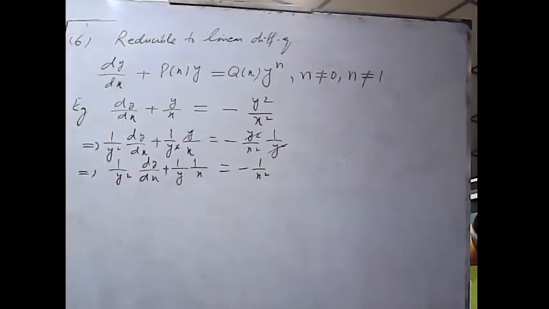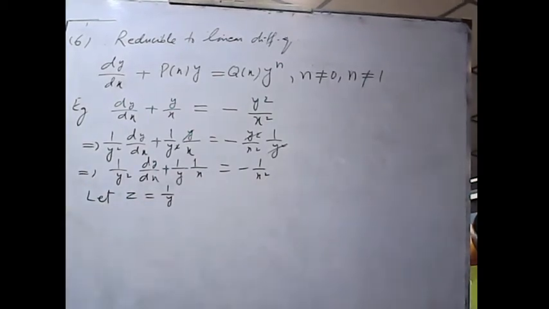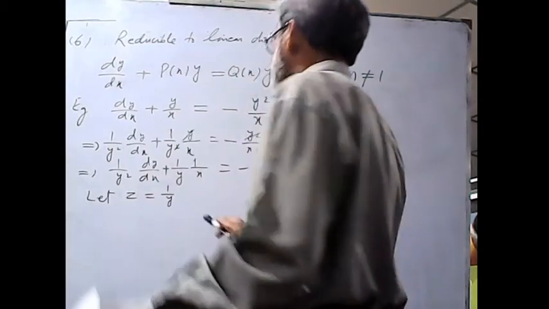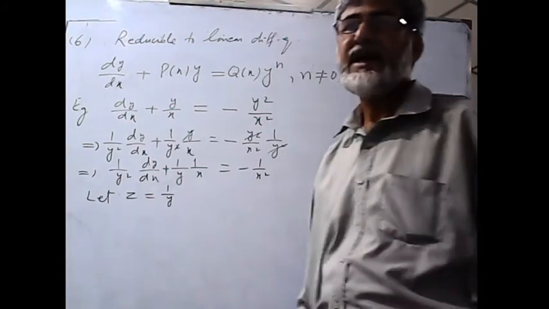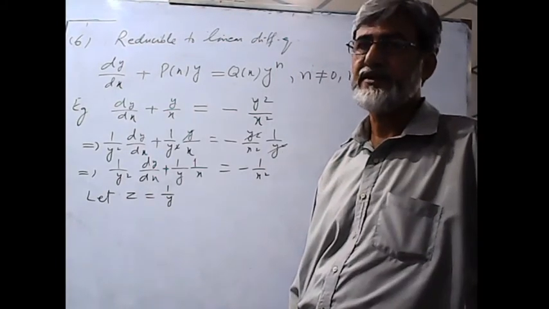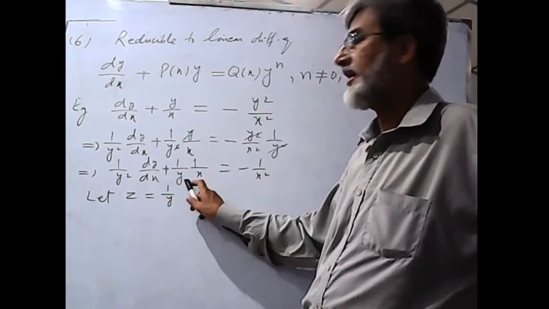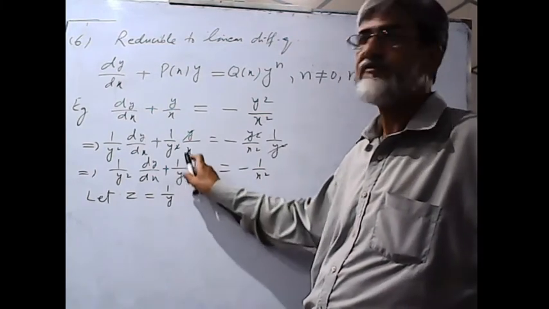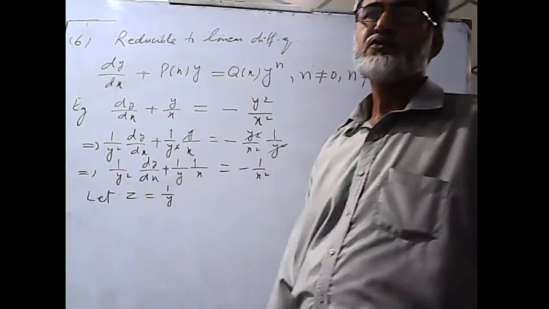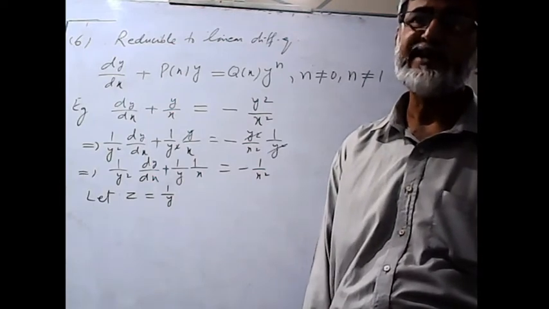Now here we substitute z is equal to 1 upon y. Z is equal to 1 upon y, this factor, 1 upon y as z, to change it as z power 1 as in linear. In linear form the term maintains y power 1, but here it involves y power minus 1. So to change this 1 upon y, this factor, as z. So this 1 upon y transforms as z power 1. So the equation becomes linear in z.